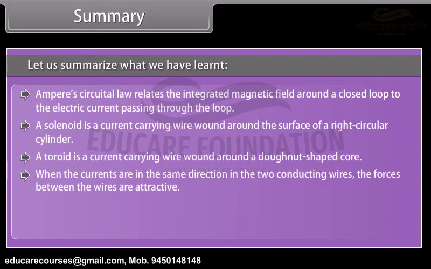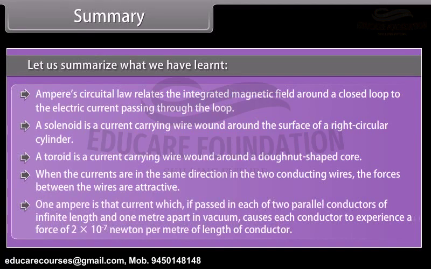When the currents are in the same direction in the two conducting wires, the forces between the wires are attractive. 1 ampere is that current which, if passed in each of two parallel conductors of infinite length and 1 meter apart in vacuum, causes each conductor to experience a force of 2 into 10 raised to the power minus 7 Newton per meter of length of conductor.